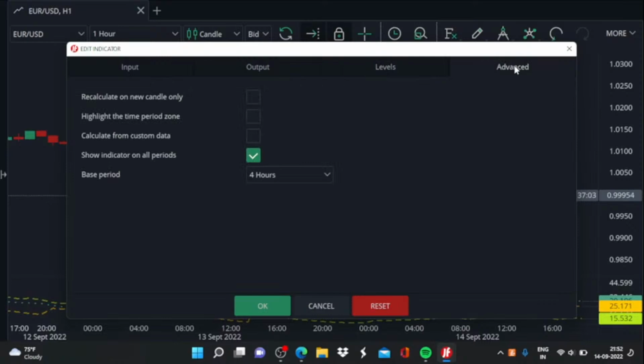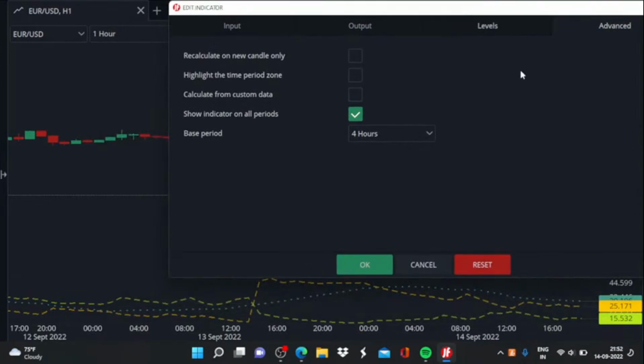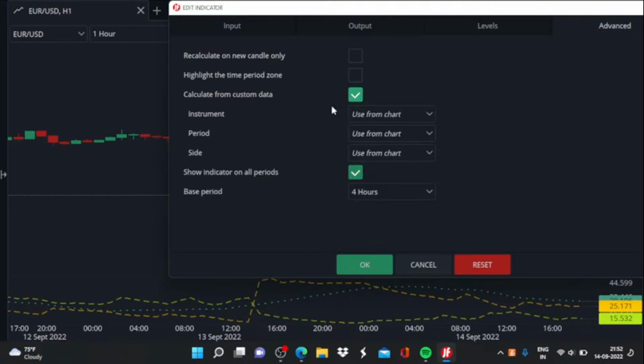Coming to the advanced calculation settings, if you want the output of all these three key parameters to remain constant throughout the current candle period, then you have to opt for recalculate on new candle only. If you want the time period under calculation to be highlighted, then you have to opt in for this. If you want the calculation to be done from custom data, then you have to go for the instrument. It can be anything from the chart.